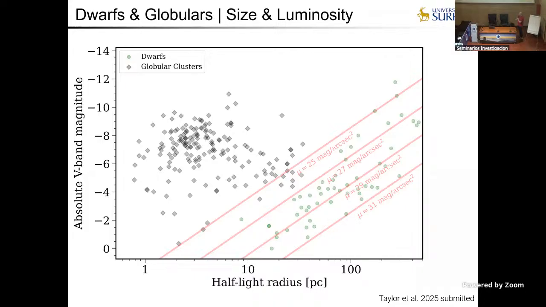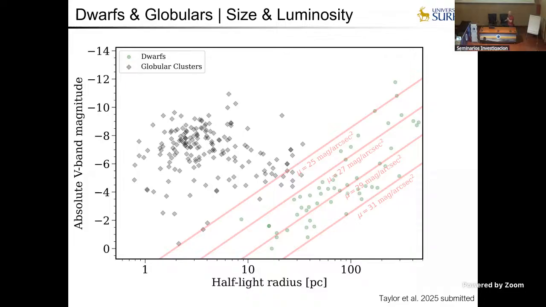But you can see that with the advent of modern surveys and more data, these two populations start to bleed into one another, and there's now this area in between where, at least just using this plot alone, it's not entirely clear which of these are dwarfs and which of these are globular clusters.